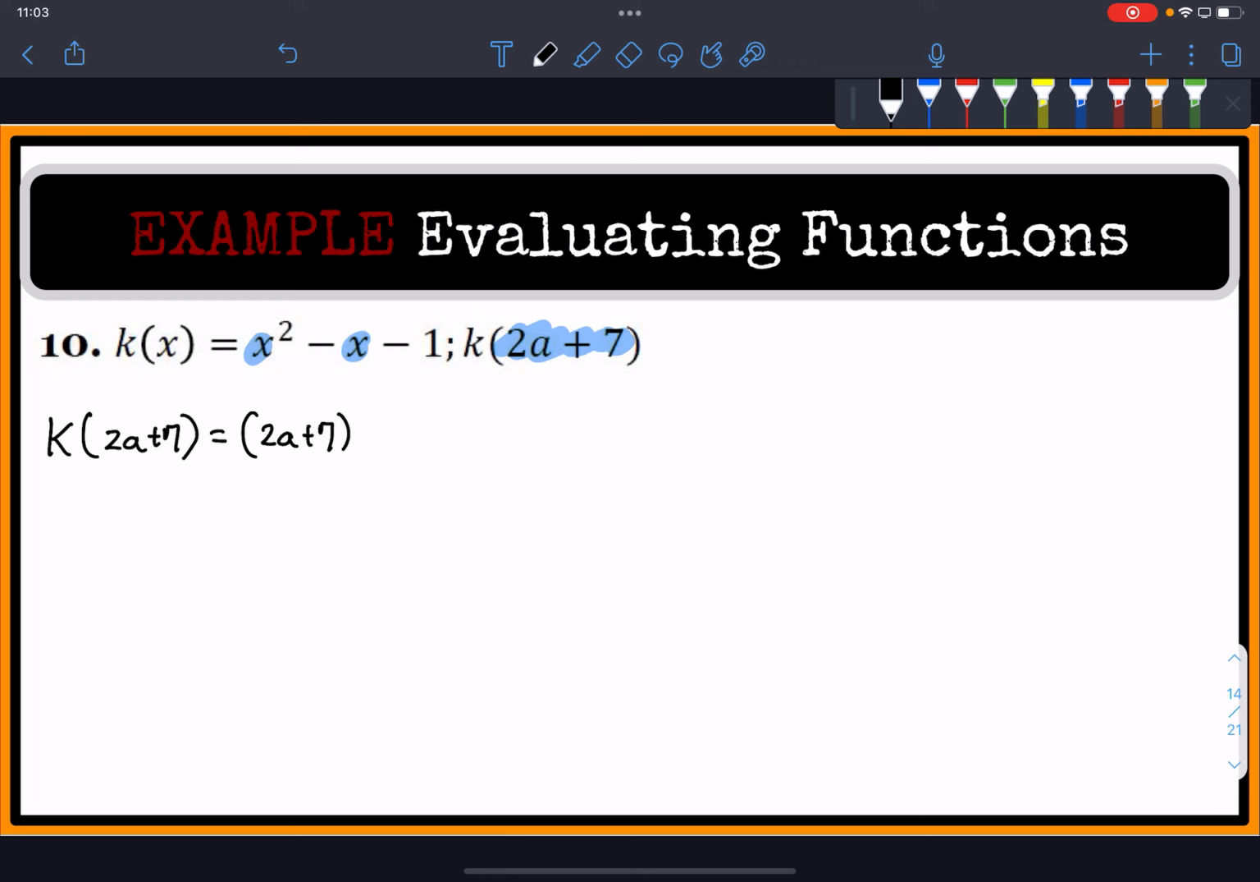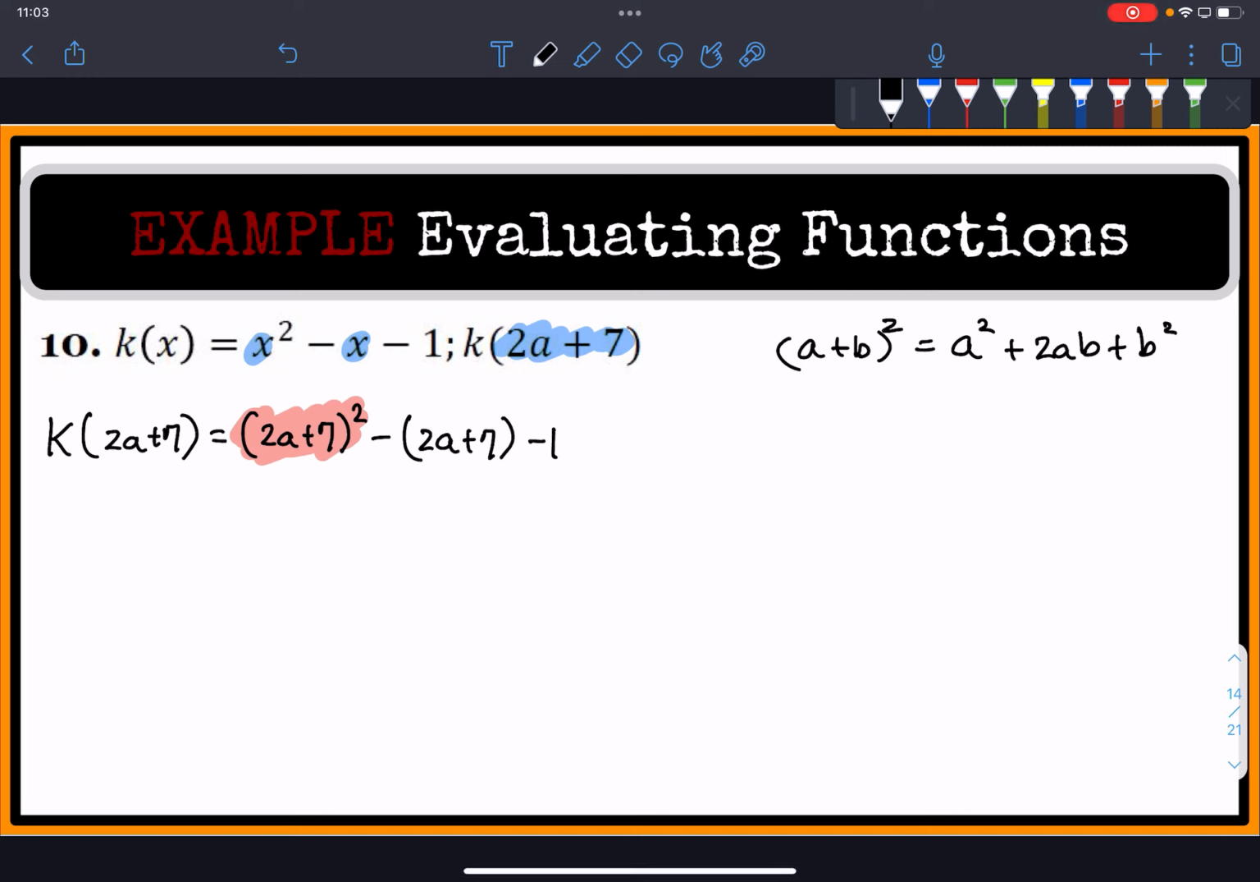So 2a plus 7 to the second power minus 2a plus 7 minus 1. For this part right here, I'm going to simply use again the rule of a perfect square binomial, which is just this. I know that any perfect square binomial can be expanded out and written as this trinomial here. And we'll start off with this a squared. This a squared is this part right here. So I want to raise 2a to the second power, which is going to be 4a to the second power.